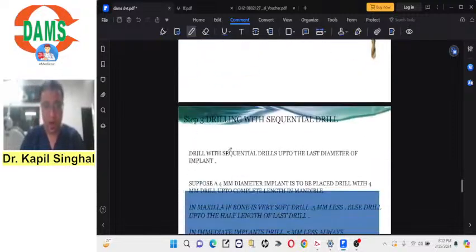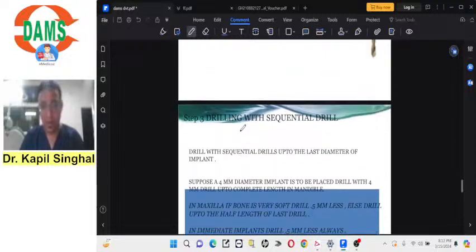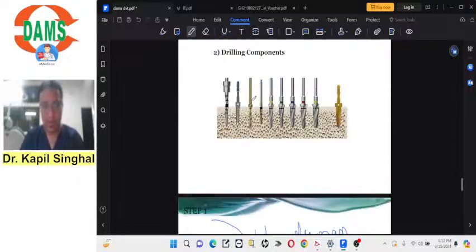Okay. Now after this, you will follow the whole sequence of drills. After the pilot drill, there are different widths of drill. Whatever size of implant you have to place, you will drill up to the same diameter. Suppose if I have to place a 5 mm diameter, I will drill up to 5 mm. If I have to place a 4.5, I will drill up to 4.5 mm. Okay.